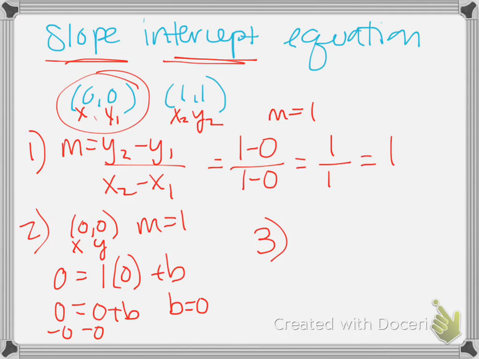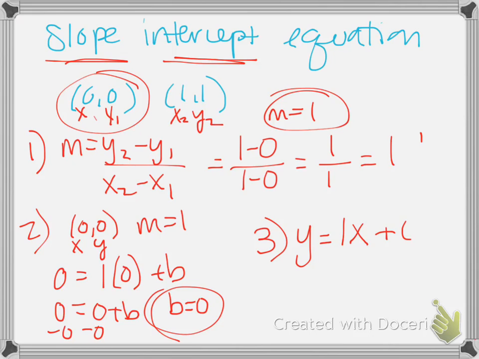But that is not a slope-intercept equation. I need to get it in a form where I can graph it. So I'm going to rewrite it with my slope and my y-intercept. I'm going to get y equals, put my slope in, and put my y-intercept in. So this is something that I can graph.